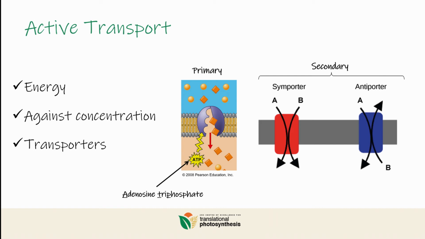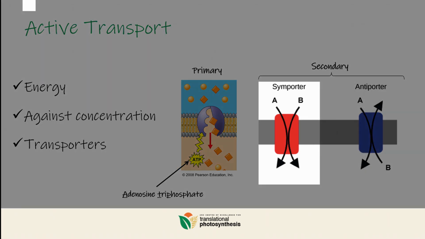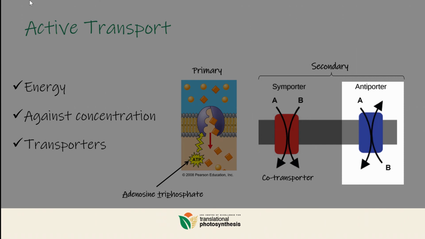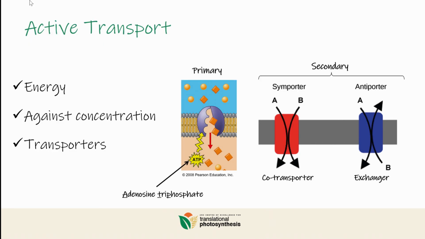In secondary active transport, the movement of the molecule of interest is coupled with another. So when the two molecules are moving in the same direction, the transporter is called a symporter, and it's kind of a co-transporter. But when the two molecules are moving in opposite directions, we're talking about an antiporter, which is a kind of exchanger. And in both cases, the energy comes indirectly from diffusion, the natural phenomenon of diffusion.